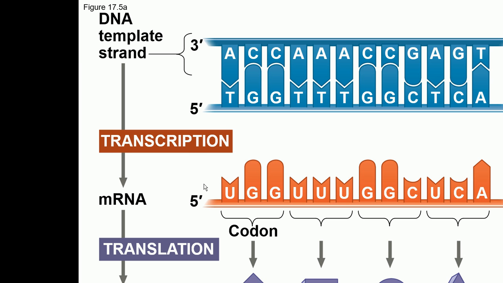And every codon codes for one amino acid. Like here you can see, UGG codes for tryptophan. UUU codes for phenylalanine. GGC codes for glycine. UCA codes for serine. So this is the way translation takes place. So in this chapter, we are going to talk in detail about this process. The first step is transcription, the second is translation.